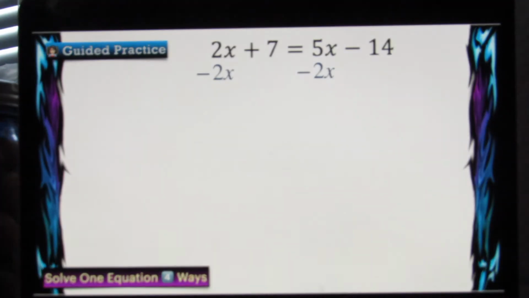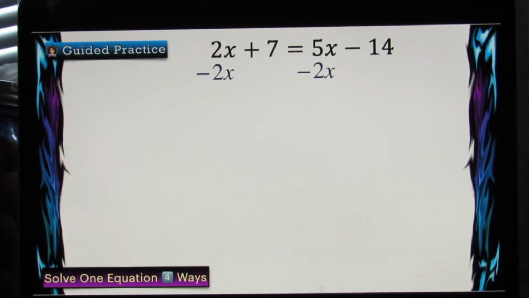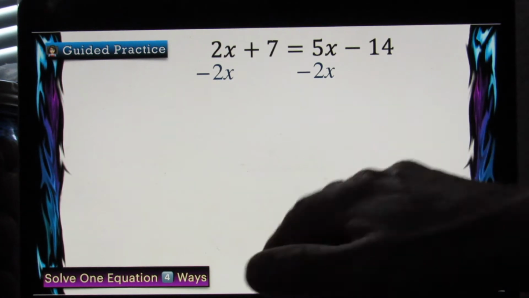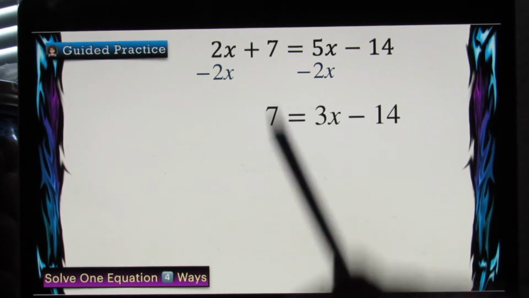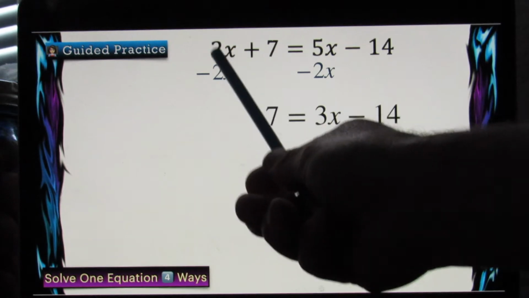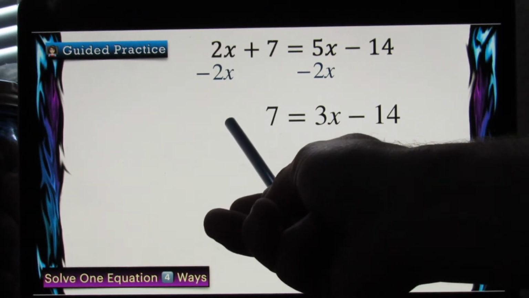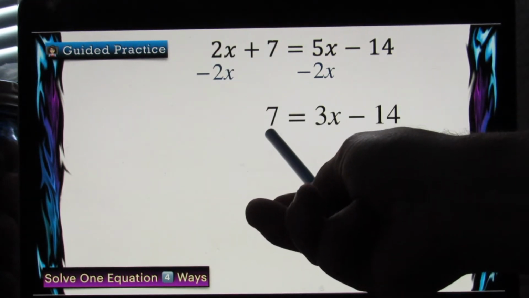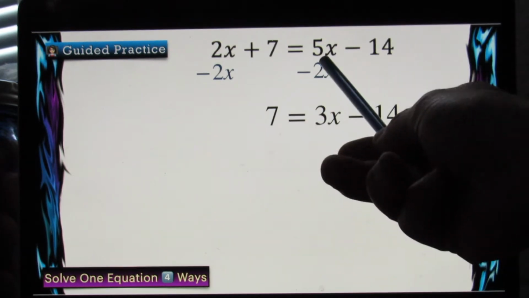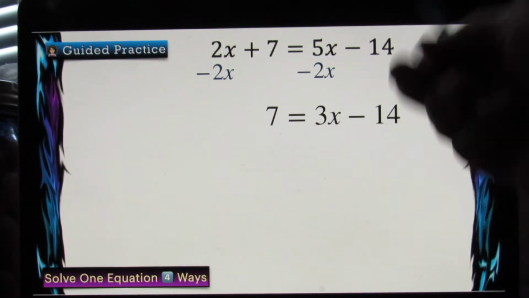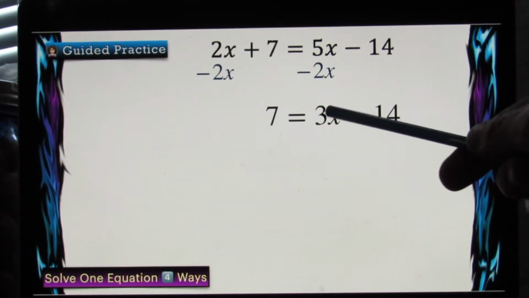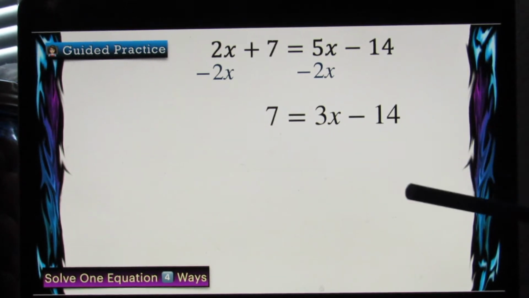It's up to you. So right here I have an equation, kind of a long one, 2x plus 7 equals 5x minus 14. And I've decided to subtract 2x from both sides. What's going to happen when I do that is this variable term just completely vanishes from this side of the equation. So the only thing that's left here is the 7. So I subtracted 2x from this side also, maintaining balance, of course, and I wind up with 3x minus 14.